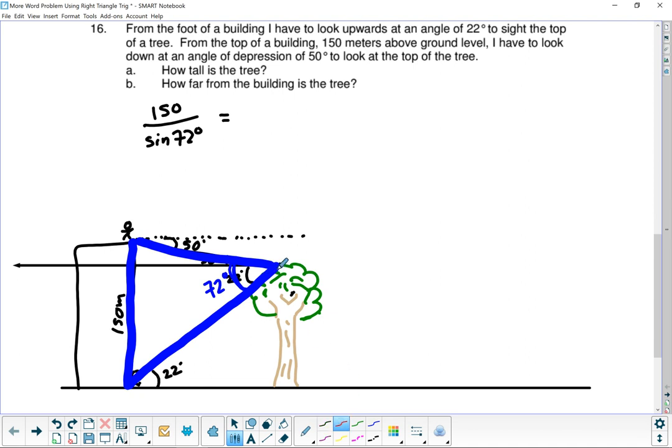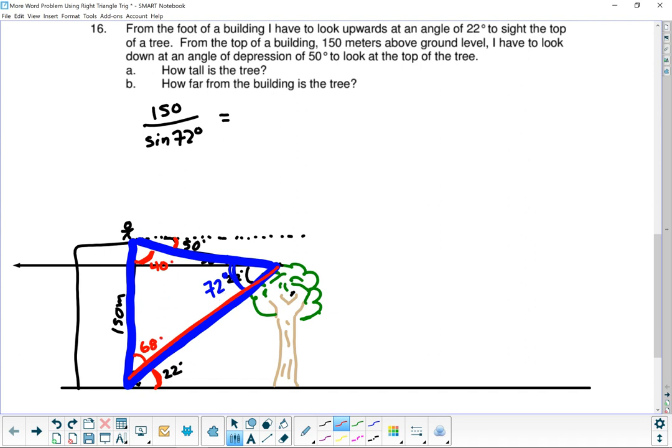Let's find out how long this piece is. To get that, we need the angle here. If this is 50 already, and that's a 90 degree angle right here, then how much do we have? This should be 40. Let's finish this up. If this is 22, and this is 90 right here, then this is 90 minus 22, or 68. This angle is 68.